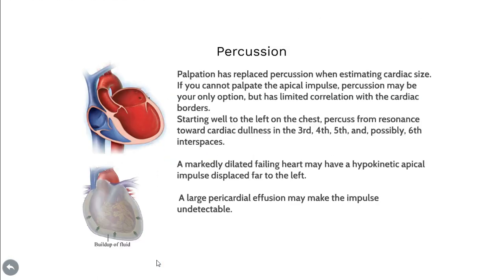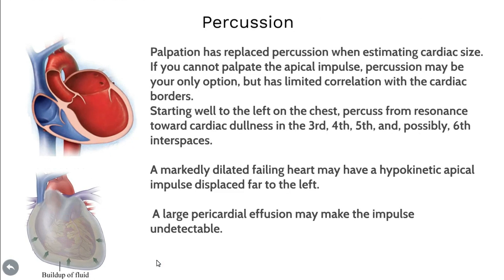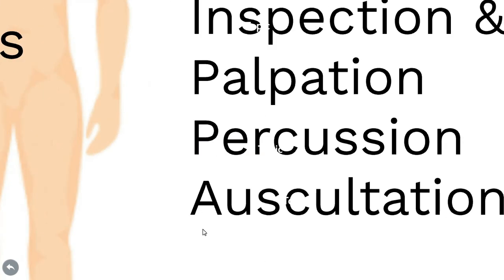Okay, so percussion. Palpation has replaced percussion in estimating the cardiac size. If you cannot palpate the apical impulse, percussion may be your only option, but it has limited correlation. Start towards the cardiac borders in the third, fourth, fifth, and possibly sixth intercostal spaces. In a patient with a markedly dilated failing heart, there may be a hypokinetic apical impulse displaced, but a patient with a large pericardial effusion may make the impulse undetectable.